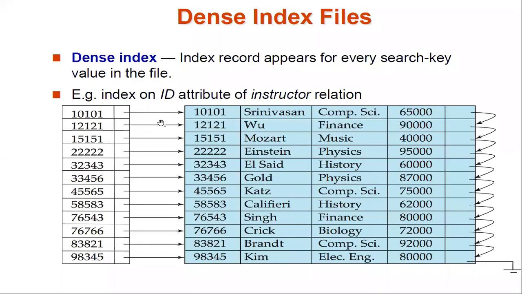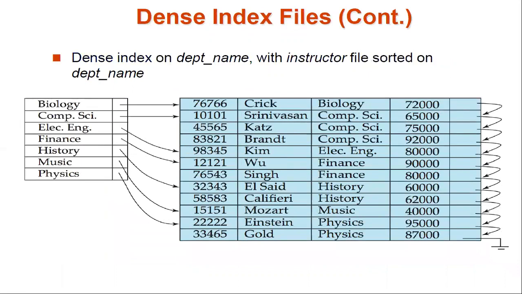If you have a corresponding search key value in the index file, then you can call it a dense index file. You know what we mean by dense, right? Dense just means that for each and every search key, there will be a corresponding index value in the index file. Then the next one is the other way of making dense index files.